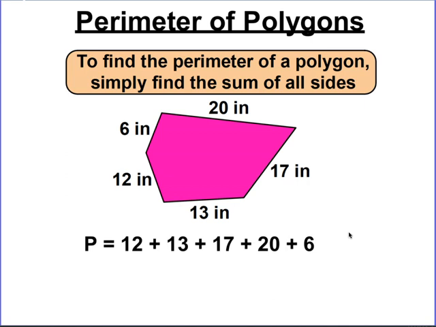So your first line of work would look like this. P equals, with all of the numbers added together. And the second line of work is just the answer. P equals 68 centimeters. I'm sorry, 68 inches. Okay? So again, the label here, inches, is the same as it is here, inches and inches.